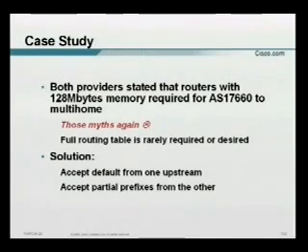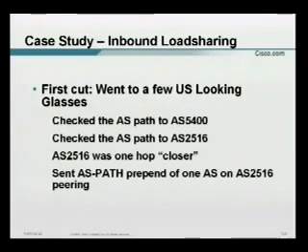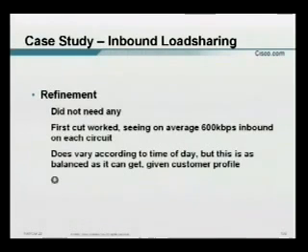So we accept partial prefixes from the other. So first cut at the inbound load sharing. I went to a few US looking glasses, because the US is pretty much the center of the internet. That's just a fact of life. So that's where most traffic is going to emanate, originate, or run through. I checked the path to AS5400 and the path to 2516. 2516 was on average 1 hop closer from most of the looking glasses. Therefore, if I set an AS prepend of 1 AS on the 2516 peering, in theory, inbound traffic should be balanced. Fingers crossed. Refinement? Didn't need any.